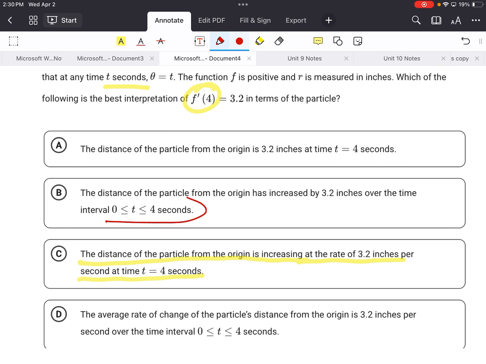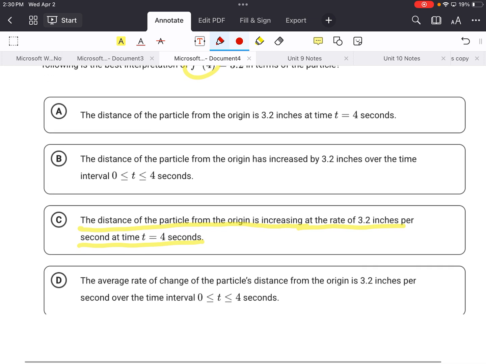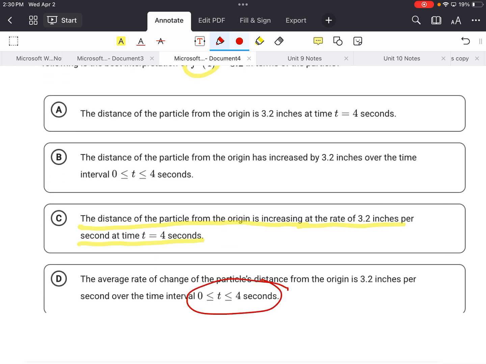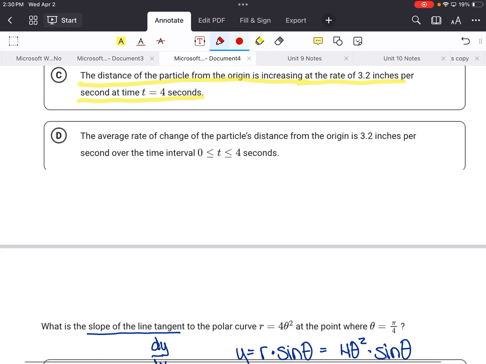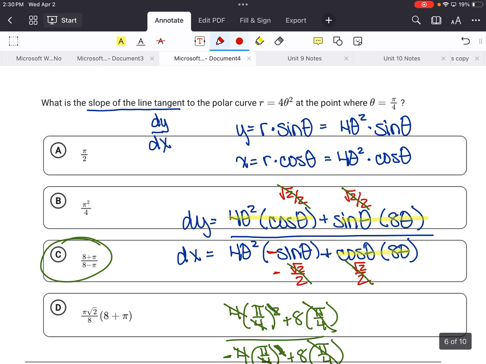This is telling me about an interval. Intervals are typically integrals, and this is not an integral question. Same thing here. Integrals are typically integral questions. So those don't seem right. C is the correct answer. Okay, this one. Slope of the tangent line.